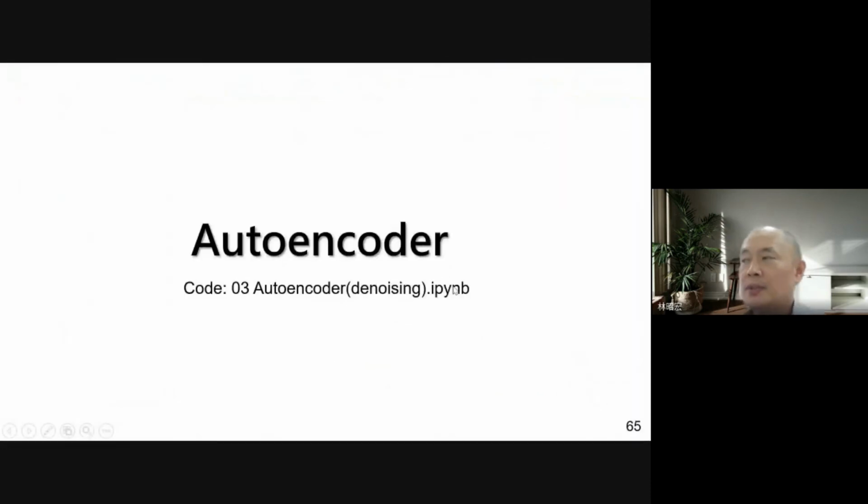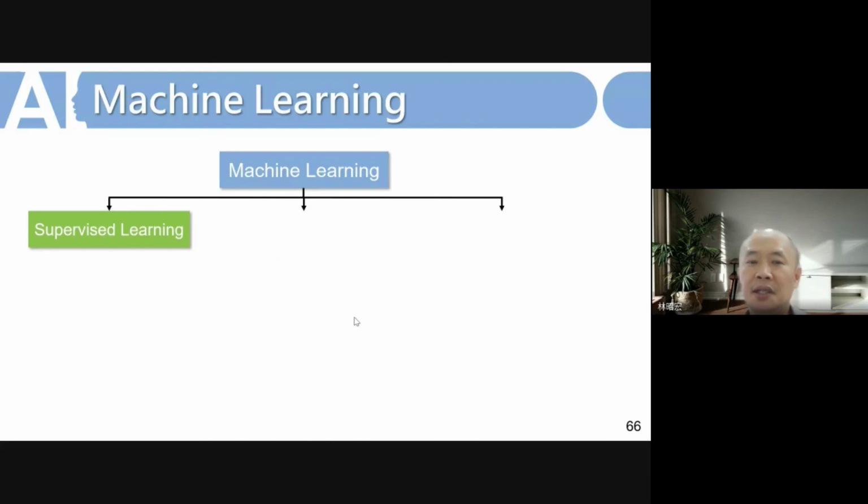We must move to the last topic, autoencoder, but I think I cannot finish it. So you can still run the code by yourself, and I will only deliver the basic concept of autoencoder. It's a quite popular model, concept, and method in deep learning.